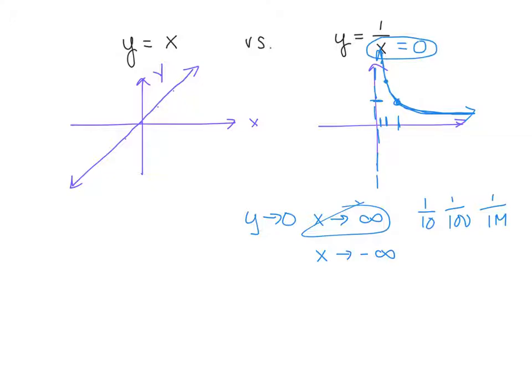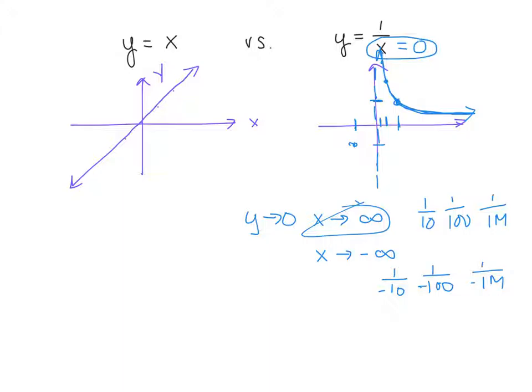When x is equal to negative 1, the y value is obviously negative 1. But as the x value gets smaller and smaller, we're dividing 1 by negative 10, 1 by negative 100, 1 by negative 1 million. What happens to these values? The first one is negative 0.1. The second one is negative 0.01. And then we have negative 0.000 with many zeros and a 1.